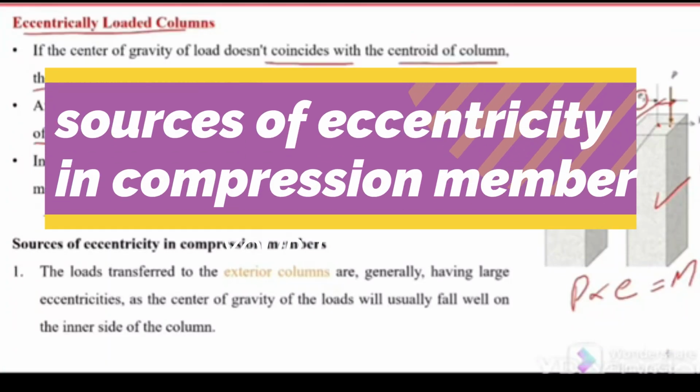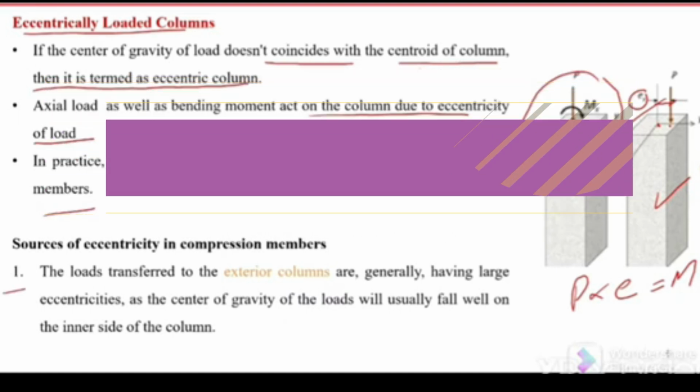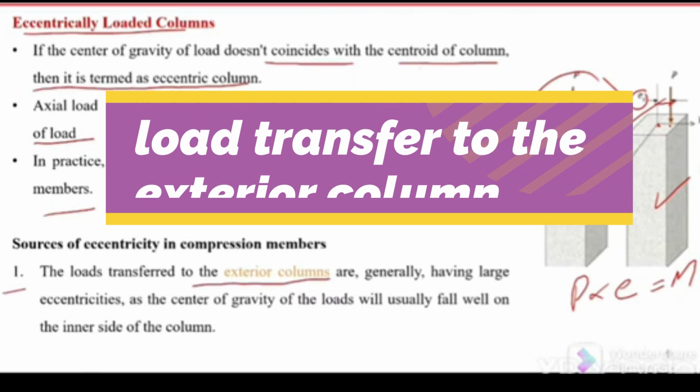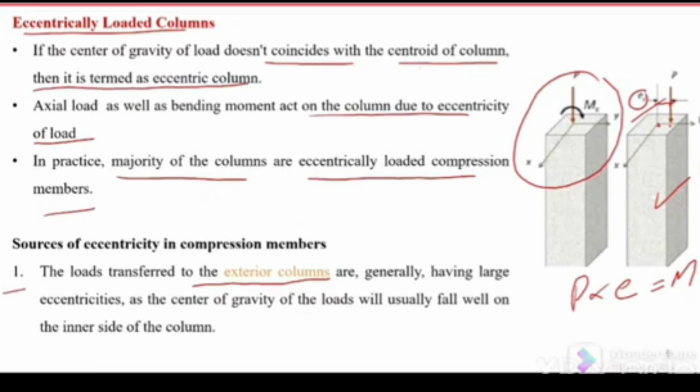So let's discuss what the sources of this eccentricity in compression members are. The first main source is load transferred to the exterior column. It is sure that in the case of an exterior column, the column will be eccentrically loaded because the area supported by the column is on only one side. So the centroid of the load will act somewhere over here and the centroid of the column is over here. So there will be a large value of eccentricity in the case of edge columns.